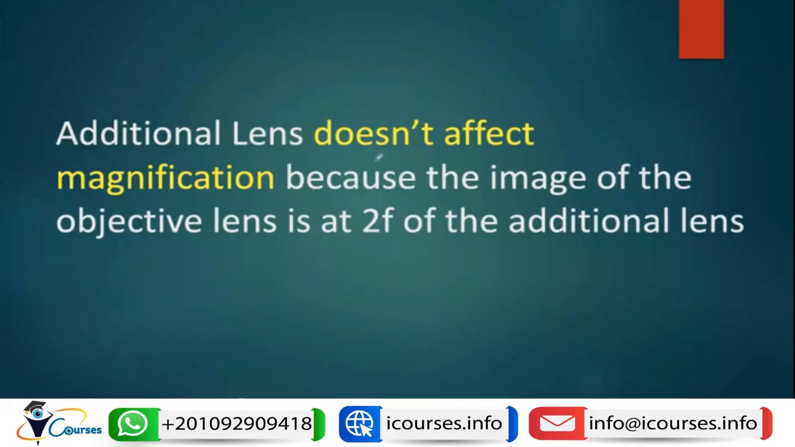So the additional lens will not affect magnification. This is for the MCQ. Additional lens doesn't affect magnification because the image of the objective lens is present at 2f of the additional lens. So this is very important. Although the telescope itself causes magnification, this is by the act of both the objective lens and the eyepiece, but not because of the additional lens. The only value of the additional lens is to make an erect image.